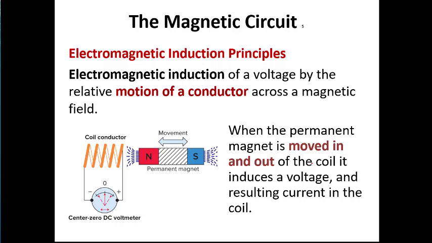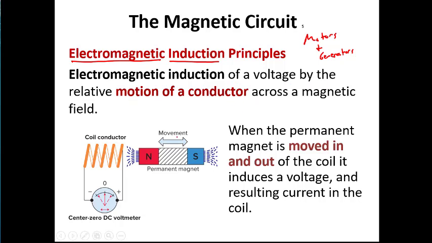There are some other properties. Electromagnetic induction. This is going to be very important for things like motors and generators, which are some of the most common electrical machines that we're going to deal with in more advanced classes. Electromagnetic induction is the induction of a voltage by a relative motion of a conductor across a magnetic field.